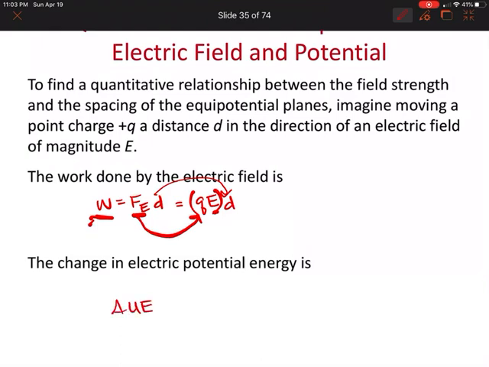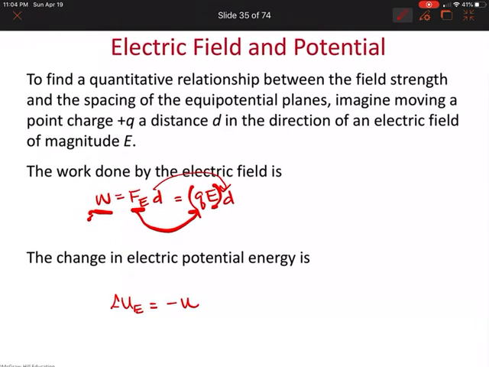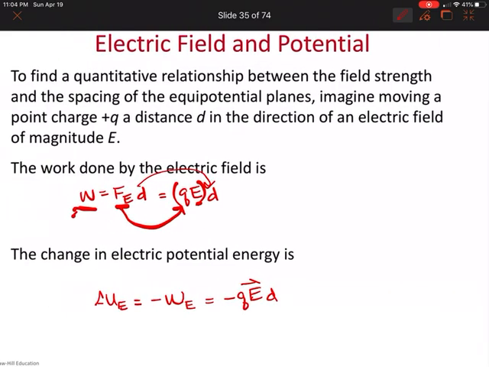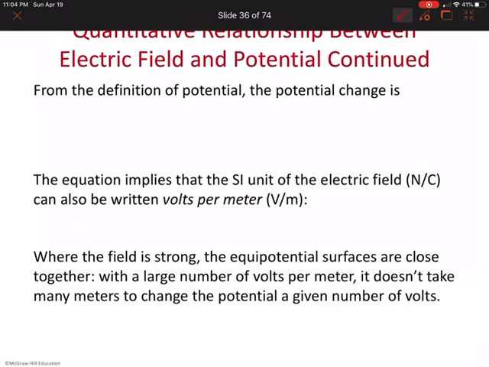Okay. And so we'll go ahead and write that. So the change of electric potential energy, sorry, I wrote that E too big, is equal to negative work. So you end up getting this negative Q or charge times electric field. I'm going to go ahead and write a little vector symbol over it, times distance. Okay, we can go further even into the relationship between the electric field and the potential.